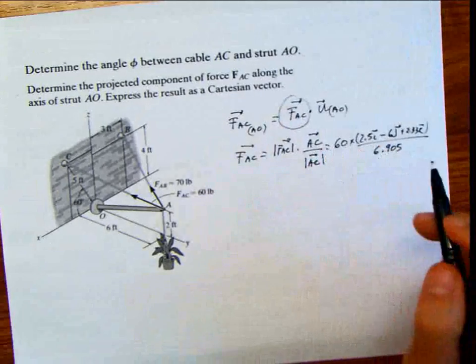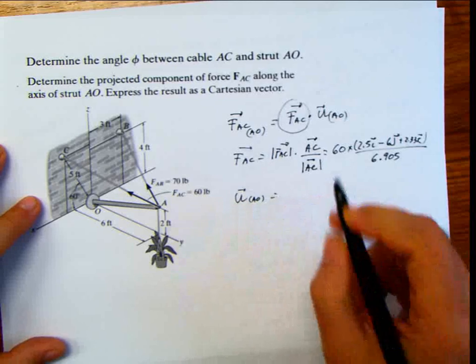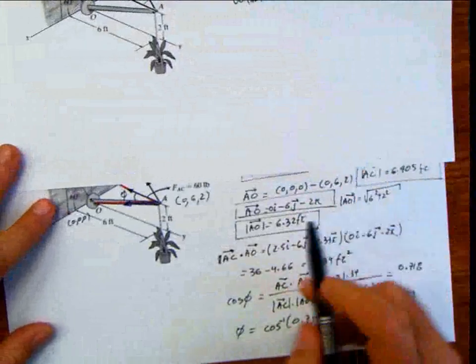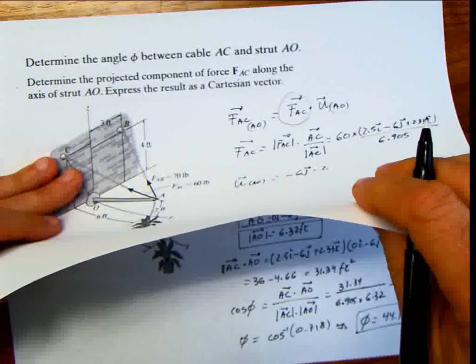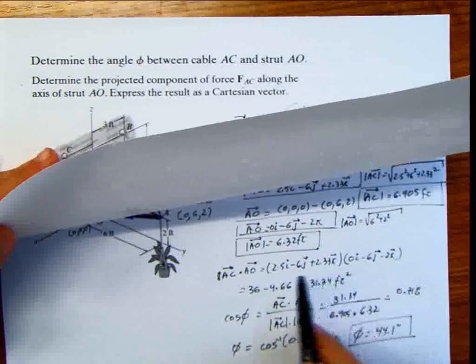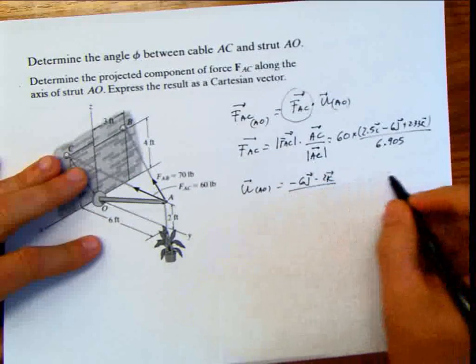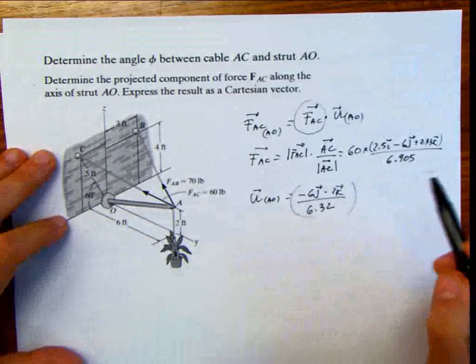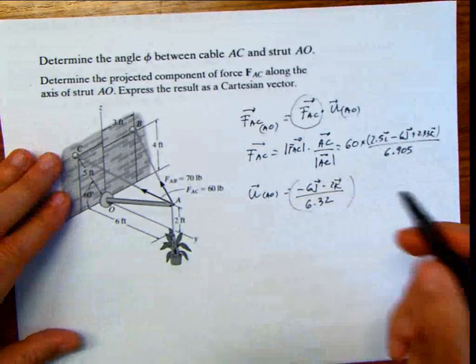And the unit vector AO is going to be whatever is the value of AO that we calculated before also. AO is here, negative 6j, negative 2k, divided by the magnitude of AO, which is 6.32. So basically what I have to do now is just dot multiply this and that.